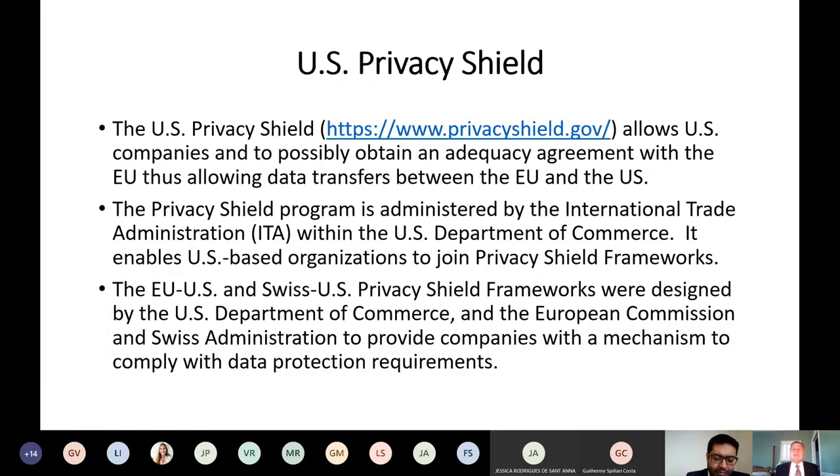And they provide companies with a mechanism to comply with the data protection requirements, and that then allows you to process data transfers between the EU and the US. So in other words, the US Privacy Shield is a way to ensure compliance with the GDPR in the US. So in the absence of a federal law, this is kind of where we are.